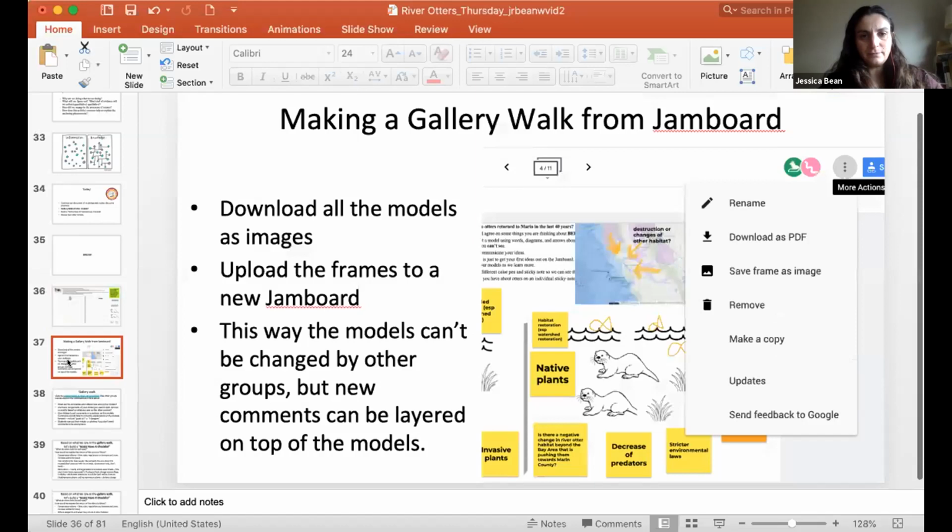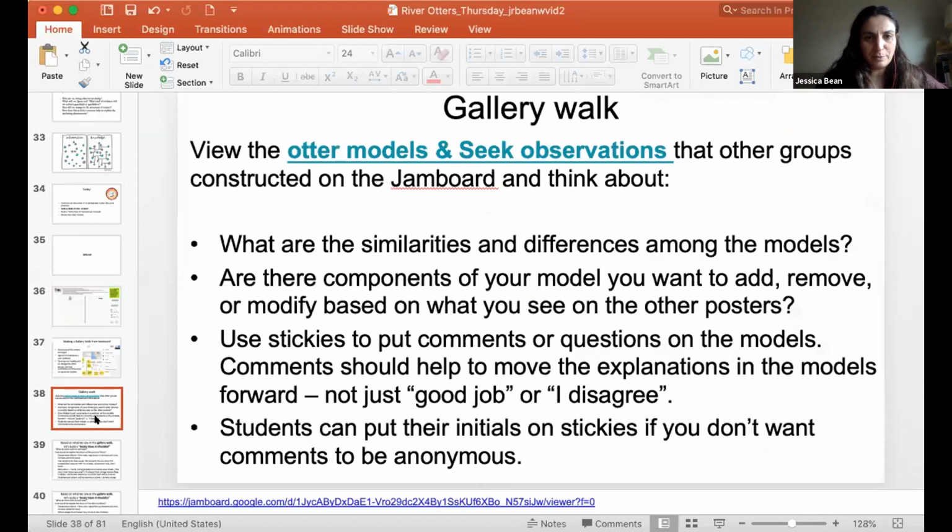Turn. And then I made a gallery walk from our Jamboard pages so that everyone could edit or comment on the different models without messing up the amazing work that had already been done, but just adding to it, adding comments or ideas or questions. And I gave you some prompts about what you could be doing during the gallery walk in terms of thinking, your own thinking about similarities and differences among the models.